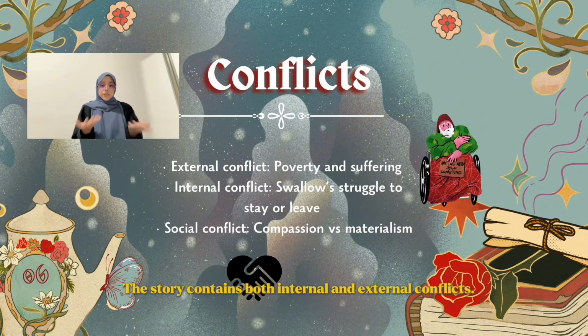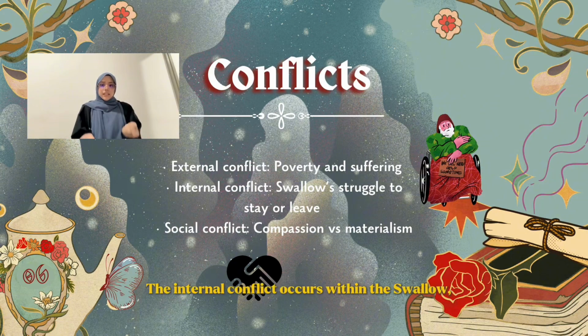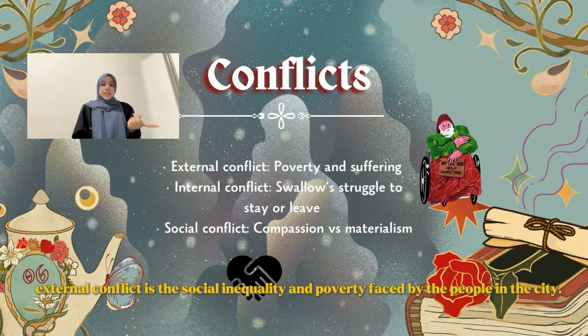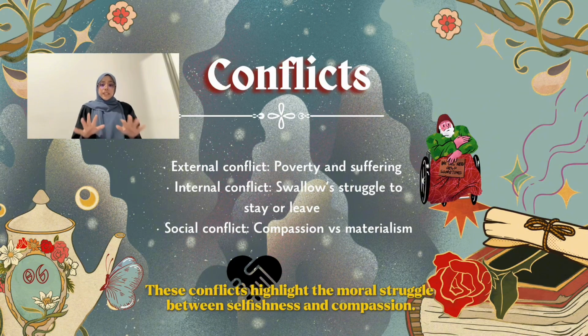Conflict. The story contains both internal and external conflicts. The internal conflict occurs within the Swallow, as he struggles between saving himself and helping the prince. The external conflict is the social inequality and poverty faced by the people in the city. These conflicts highlight the moral struggles between selfishness and compassion.